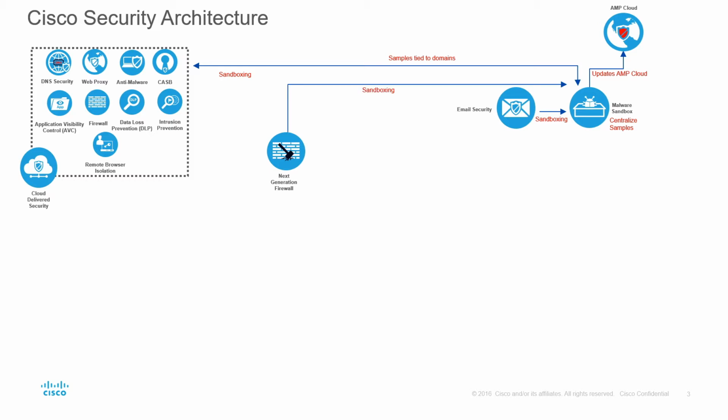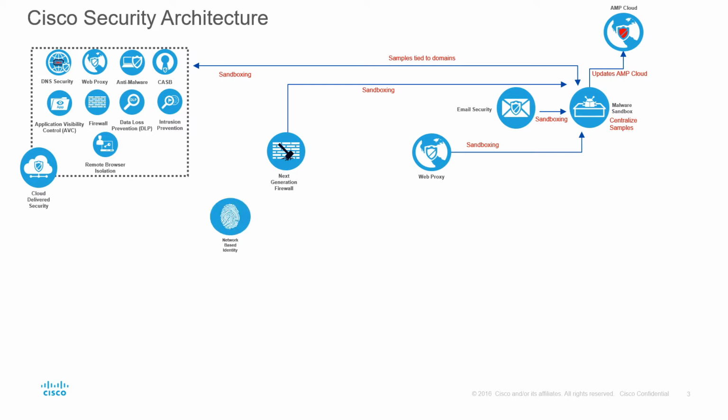But here's the thing, sandboxing. Again, if we see a sample on that next-gen firewall and it needs to be detonated in a sandbox environment, we're going to send it to that central location. Web proxy, traditional web proxy on-premise. It could even be delivered from the cloud. Sandboxing as well is going to be sent to that malware analytics engine.